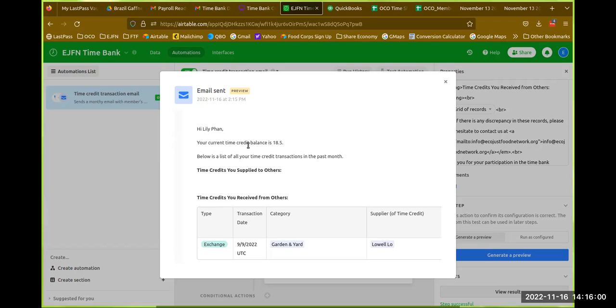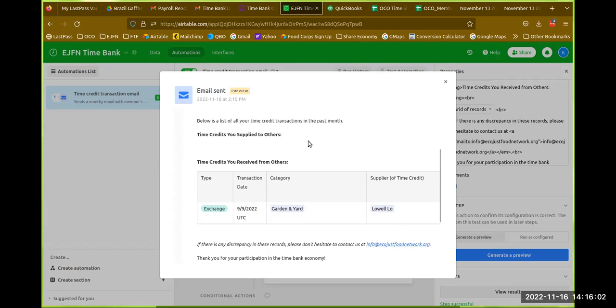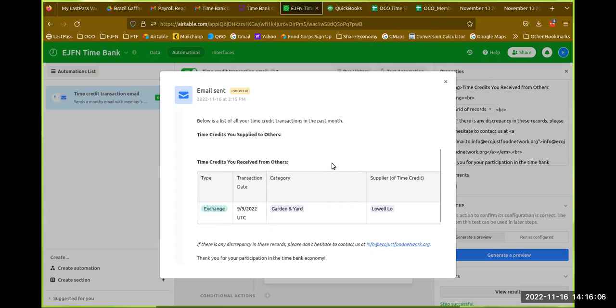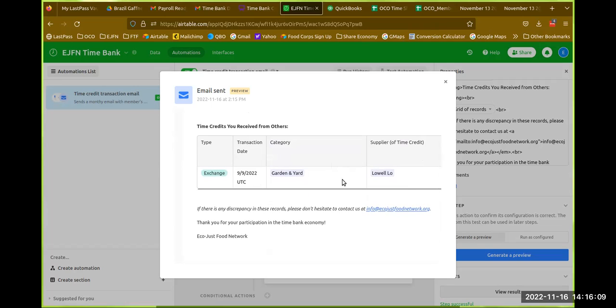So it tells me what my current time balance is. Then I haven't supplied any to others in the past month. And I have exchanged time credits. So I received time credits from Lowell Nice for garden and yard work.